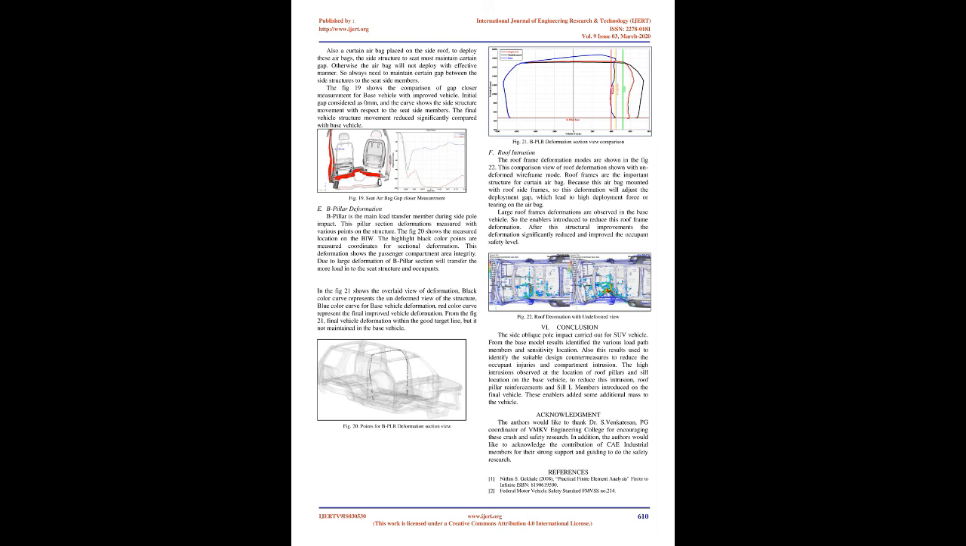B. Pillar deformation. B-pillar is the main load transfer member during side pole impact. This pillar section deformation is measured at various points on the structure. Fig 20 shows the measured locations on the BIW. The highlighted black color points are the measured coordinates for sectional deformation. This deformation shows the passenger compartment area integrity.